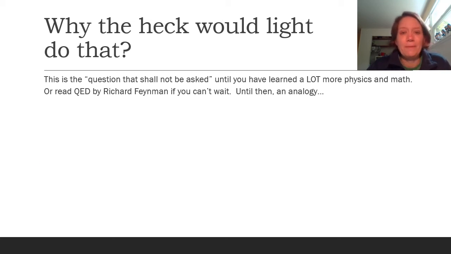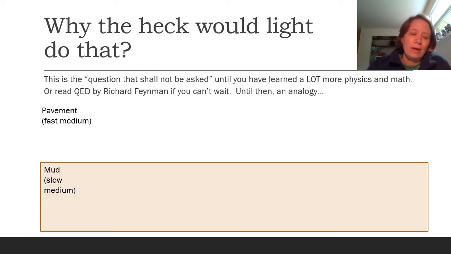But until that day, here's a quick analogy that will help us at least make predictions about how that light bend looks. It goes along with the deep level understanding, but it's really more a way to help us conceptualize it at the level of physics we're ready for. So assume we have two media. I'm going to assume we have pavement, which is a fast medium for materials to move on, and then mud, which is much slower.